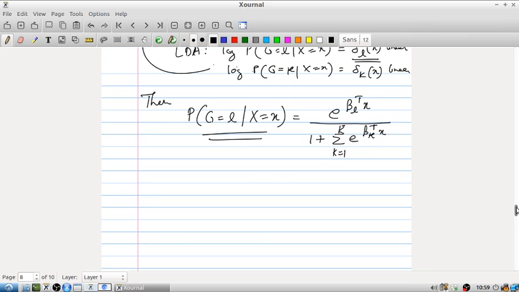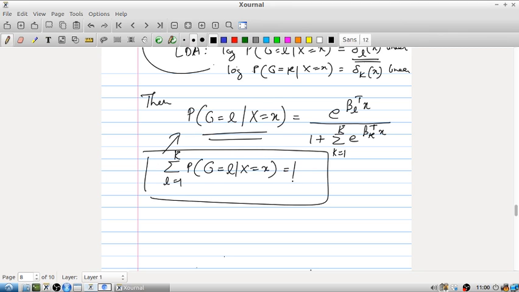And I will just throw a hint of how you can get this, just based on that assumption. To get this you have to use the property that the sum of the probability of G is equal to L given X is equal to x, summed over L is equal to 1 to K. What do you think this is? Put in a number there. Yes, that's 1.